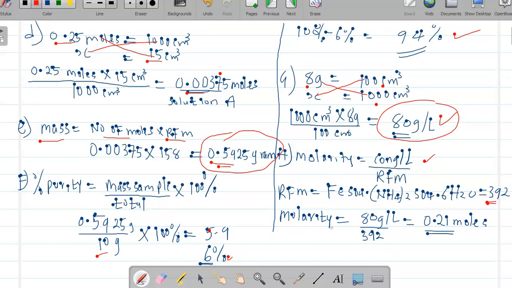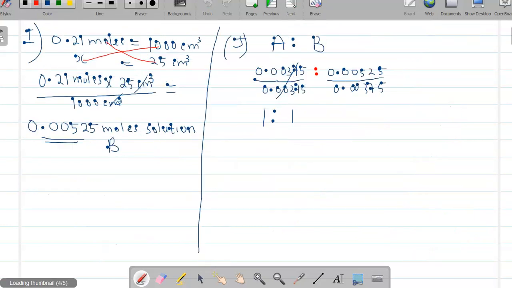So therefore molarity is equal to 80 gram per liter, which is the concentration, divided by the RFM, which is 392. Then this is what you get. This is now our molarity of solution P. Molarity of solution P. Very good.